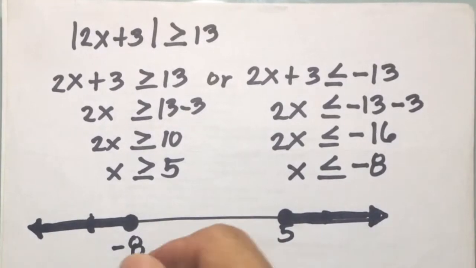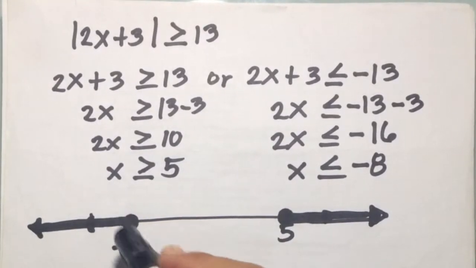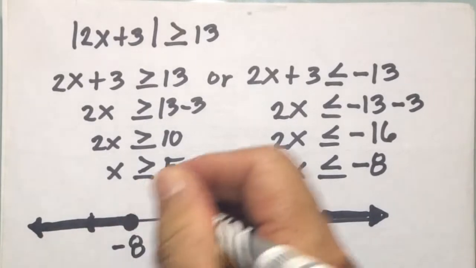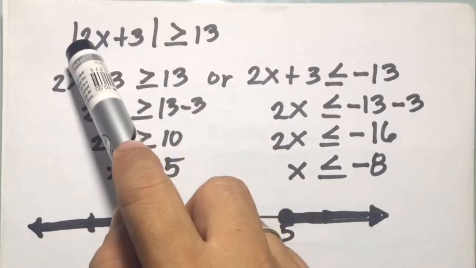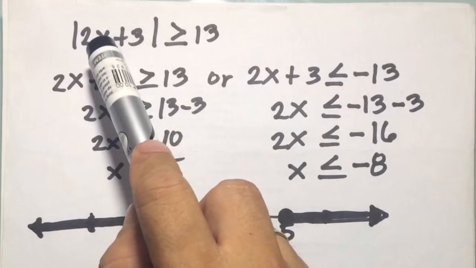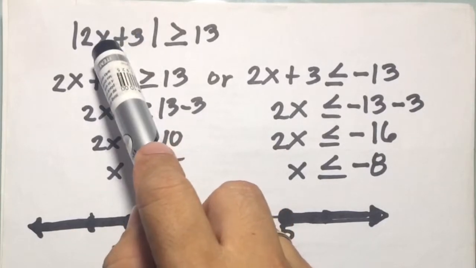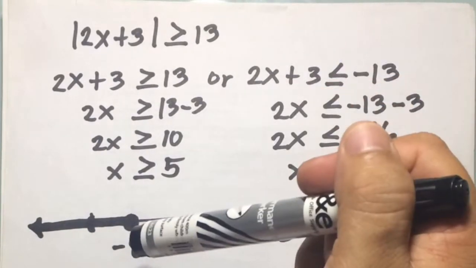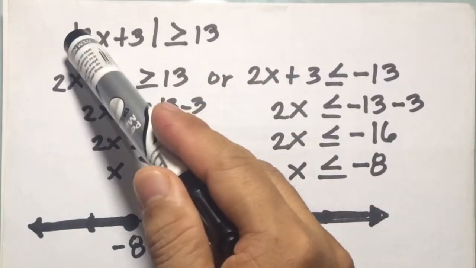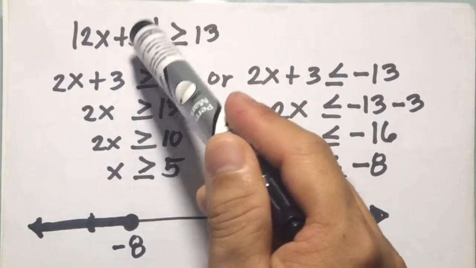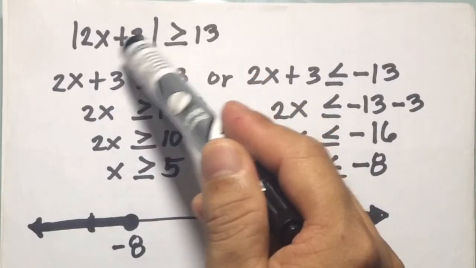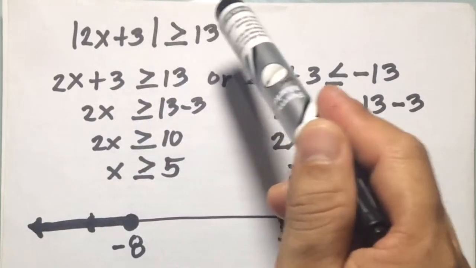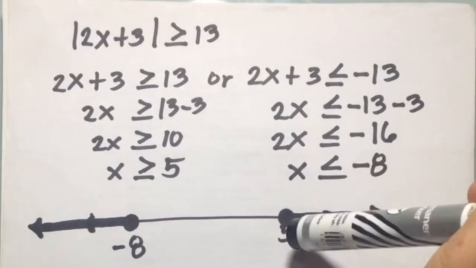So if we're going to check our answer, let's take a number that is lesser than negative 8 or negative 8 itself. So let's have negative 9. So if x is negative 9, 2 times negative 9 is negative 18 plus 3, that will be negative 15, and its absolute value is 15, so that is greater than 13, correct. If x is equal to negative 8, 2 times negative 8 is negative 16 plus 3, that will be negative 13, then the absolute value of negative 13 is 13. So 13 is just equal to 13, so it is also correct.